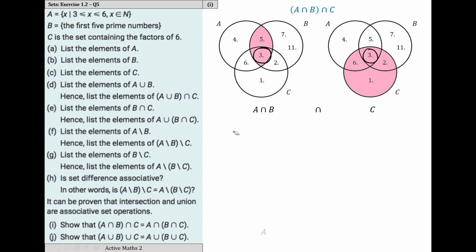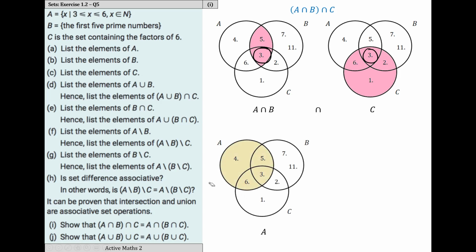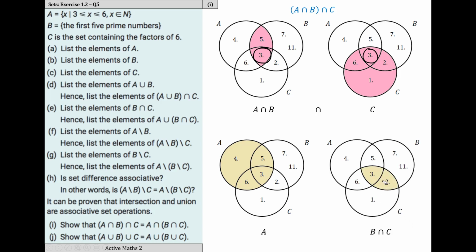Well, what if we change the order? Let's say we had done A first. Well, that would be colouring in circle A. And then we had done B intersection C. And B intersection C would be the parts of the circles that are common to both B and C. Now, what's common to the diagram on the left and the right? Like what part has been shaded in both diagrams? Well, again, it's the number 3. So A intersection B intersection C is also 3.